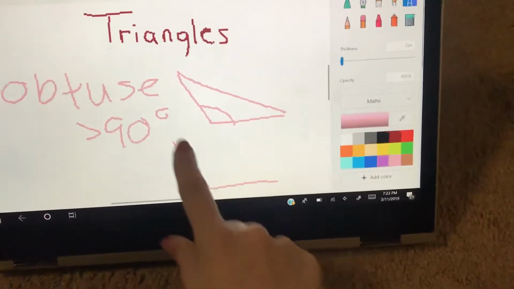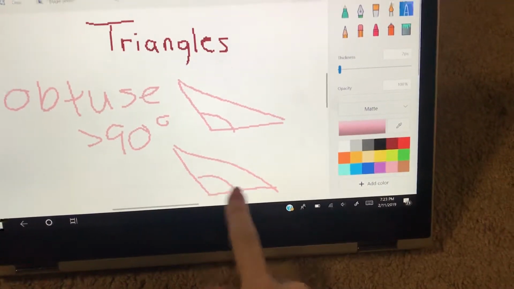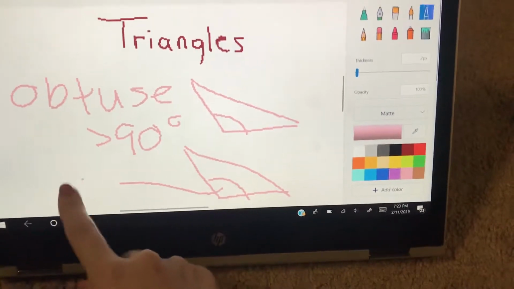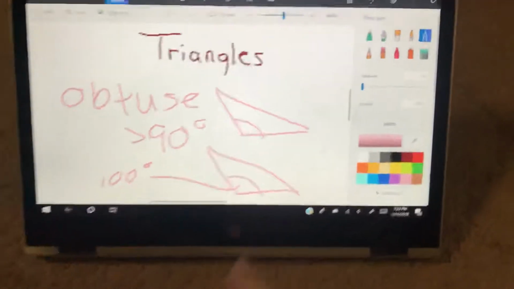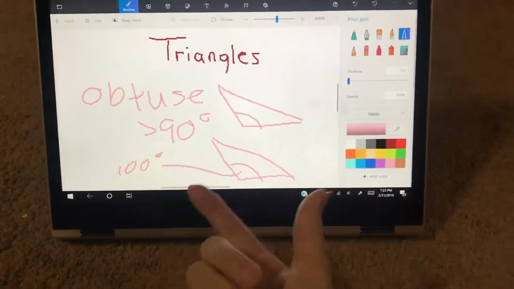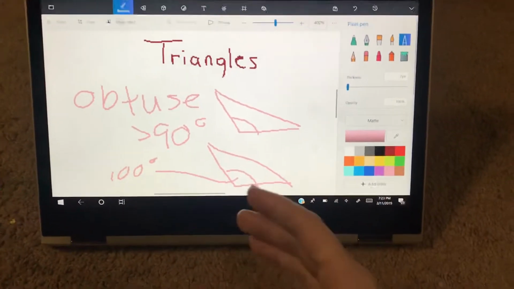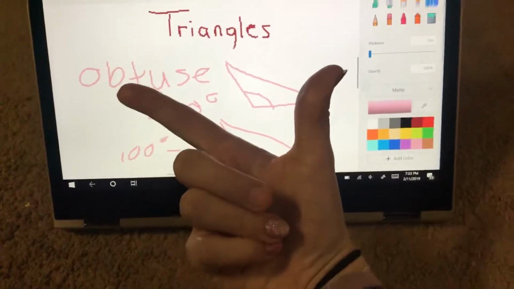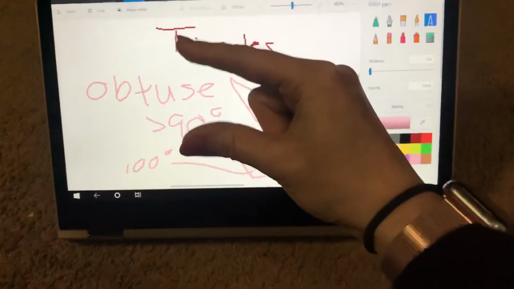So I'll draw my new triangle down here. Here's my angle, and it's going to be 100 degrees, therefore making it obtuse because the angle is larger than 90 degrees. Typically, an obtuse triangle is going to open wide, and an acute triangle is going to open small.